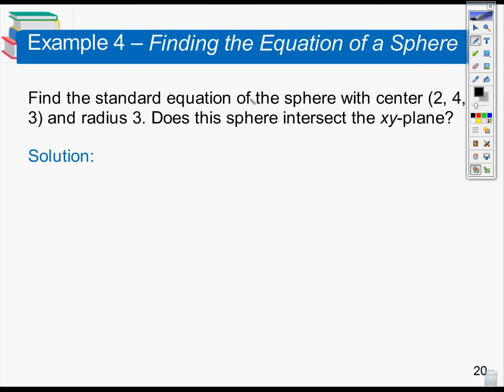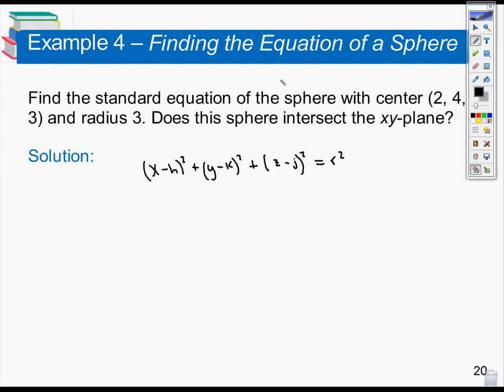If I want to find the equation of a sphere with a center at 2, 4, 3, radius 3, I do this process exactly the same way that I would look at a circle. I have the x minus the h, which is going to be squared, and then that's going to get added to the y minus the k, which is going to be squared, and that's going to get added to our new z coordinate part, which is going to be z minus j squared, and that'll be equal to r squared.